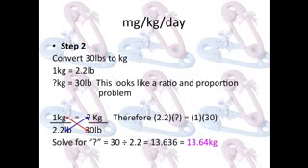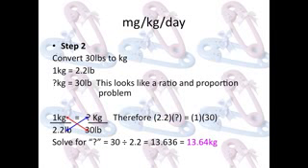Step 2. Convert 30 pounds to kilograms. And you need to convert because the formula milligrams per kilograms per day requires the weight to be in kilograms. So 1 kilogram is equal to 2.2 pounds. How many kilograms are there in 30 pounds? This looks like a ratio and proportion problem. So you set up your ratio and proportion.